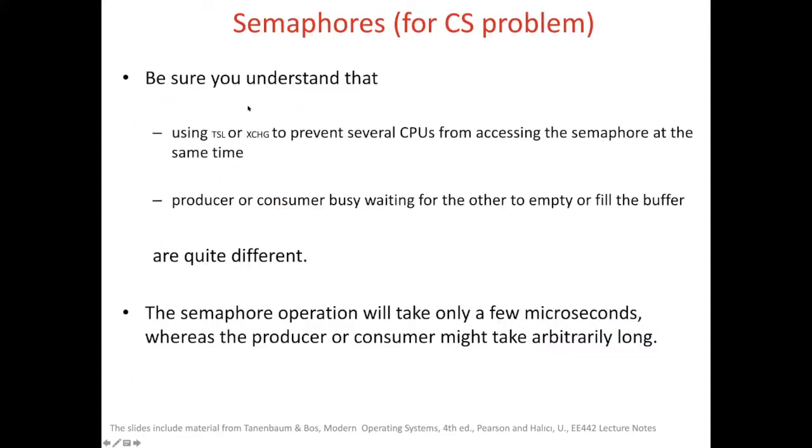Be sure you understand that using TSL or exchange to prevent several CPUs from accessing the semaphore at the same time, and the producer or consumer busy waiting for the other to empty or fill the buffer, are quite different. The semaphore operation will take only a few microseconds, whereas the producer or consumer might take arbitrarily long.